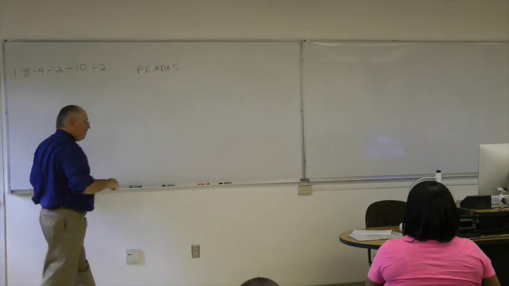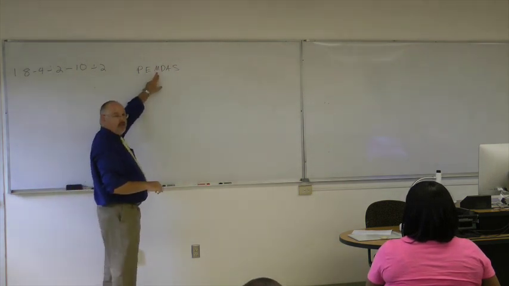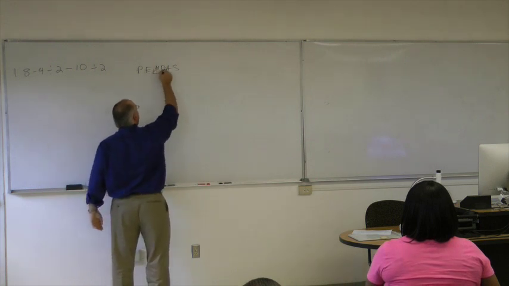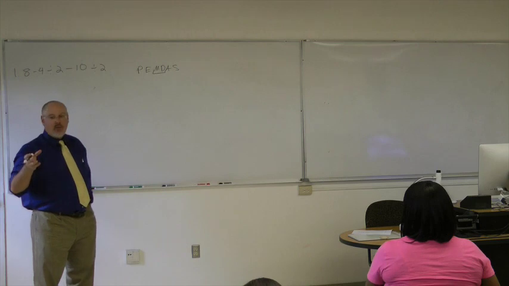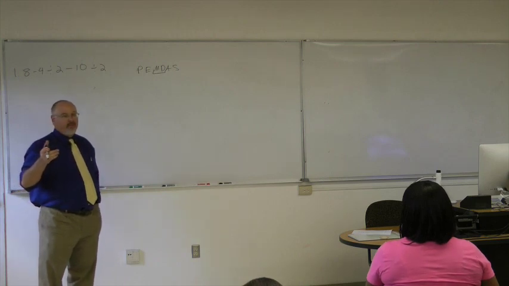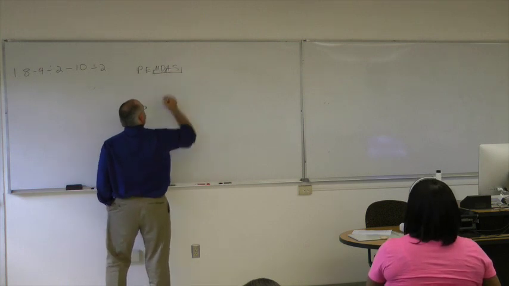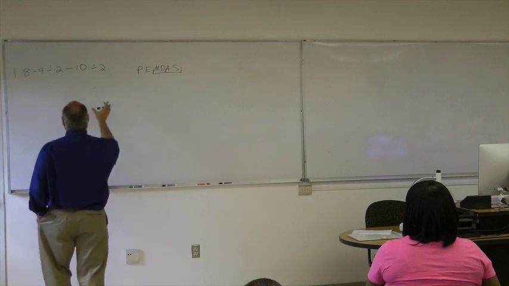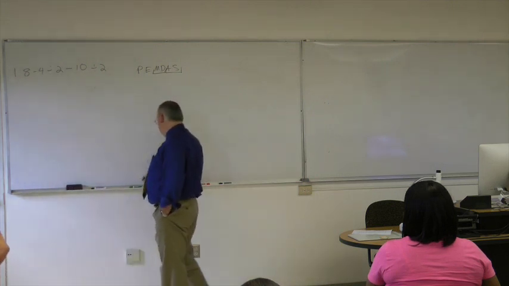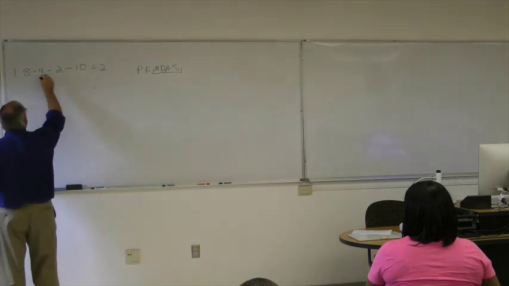P stands for? Parentheses. Exponents, multiplication and division. That's a single operation. Multiplication and division, how? From left to right. And then addition and subtraction also from left to right. So what are we going to do first here? Divide 4 by 2. We're going to do the first division from left to right.